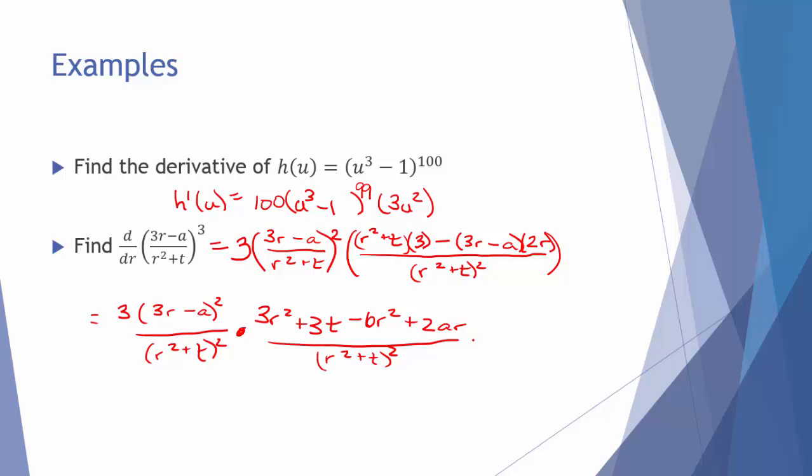So when we clean it up a little bit, we'll have 3 times 3r minus a squared. I'm going to go ahead and multiply these two fractions together as well. In my numerator, I have 3r squared minus 6r squared. That'll give me a negative 3r squared. Plus 3t won't combine with anything. Plus 2ar doesn't combine with anything. All over, when I multiply my denominators, I'm going to get r squared plus t to the 4th power. And it looks like that's going to be about as nice as I can get this. So that's my derivative. Let's take a look at another example.